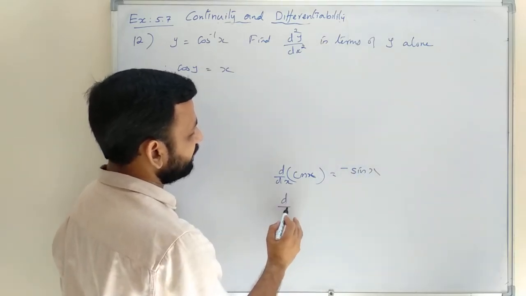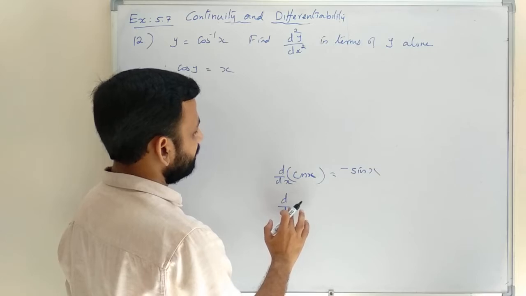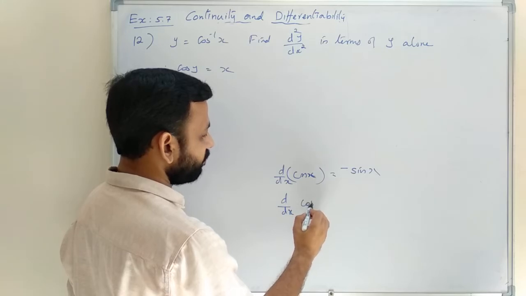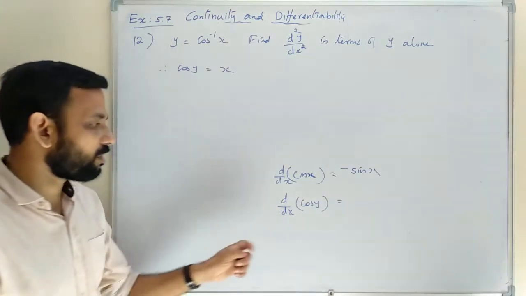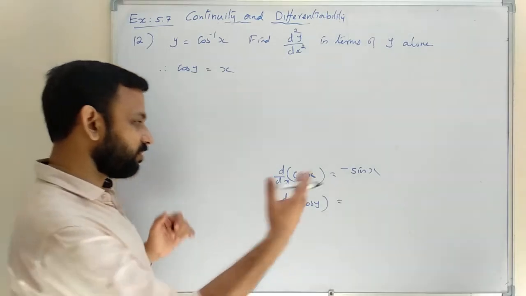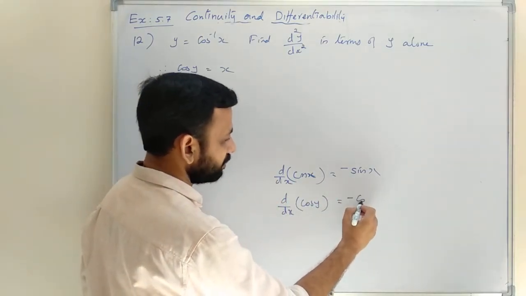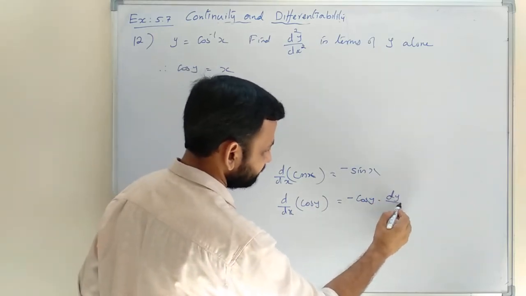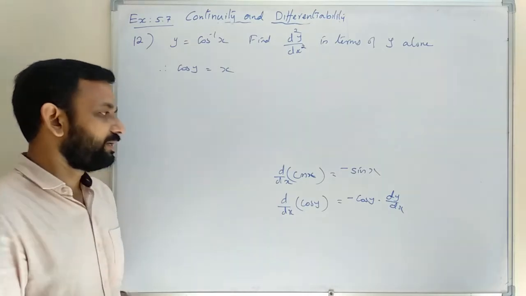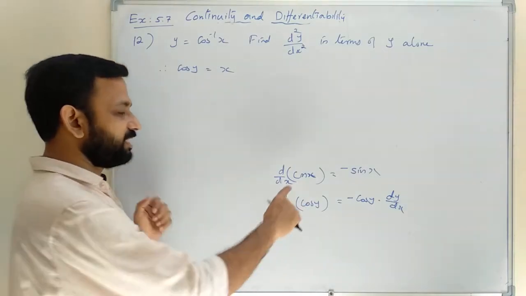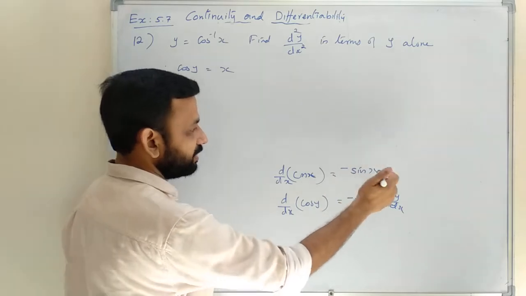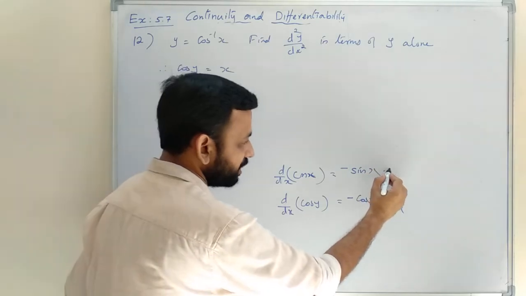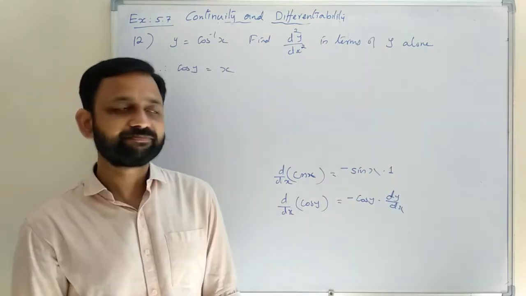But when we find the derivative of cos y with respect to x, d by dx of cos y is minus sin y into the derivative of y with respect to x, that is dy by dx. Once again, d by dx of cos x is minus sin x into the derivative of x with respect to x. The derivative of x with respect to x is 1. That's why we got minus sin x.